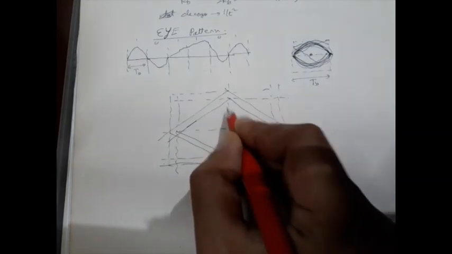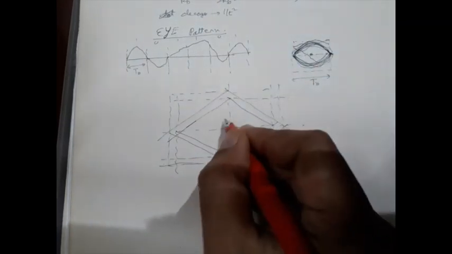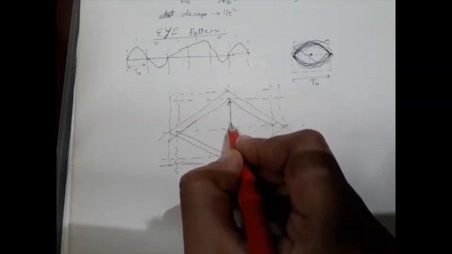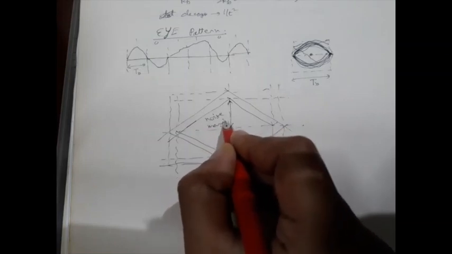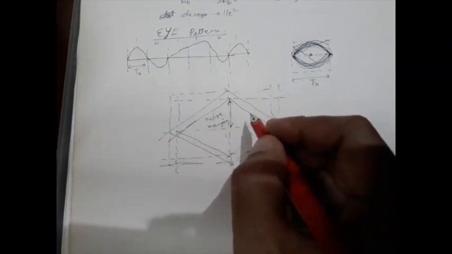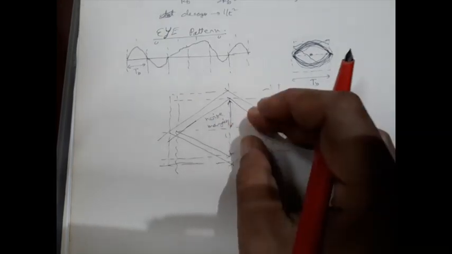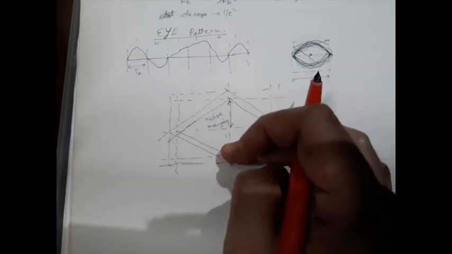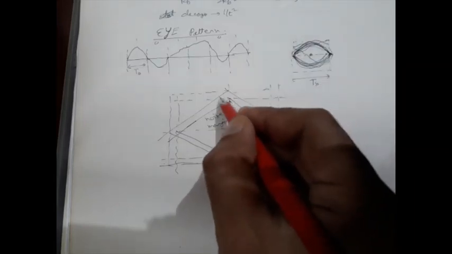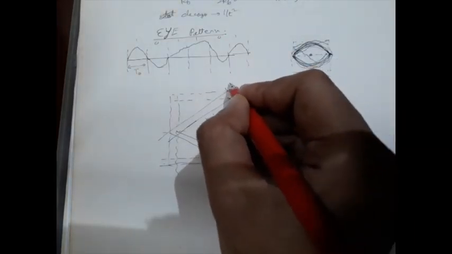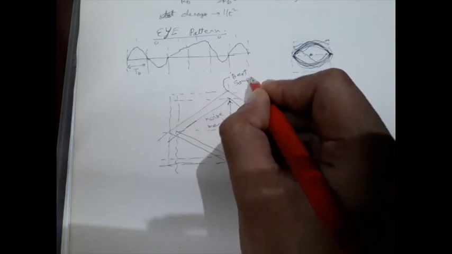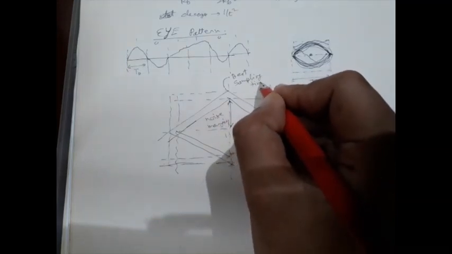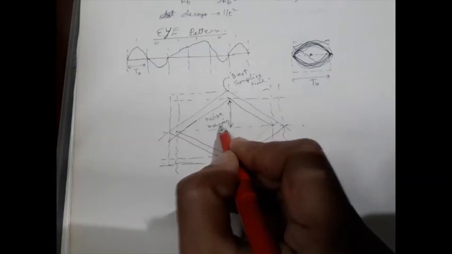So this is the eye pattern. The opening of the eye, this is the opening of the eye. This one will give you the noise margin. Now we have to take the samples when the eye opening is maximum. So this is the best sampling time. This portion will give you the best sampling time, because at this position the noise margin is highest.